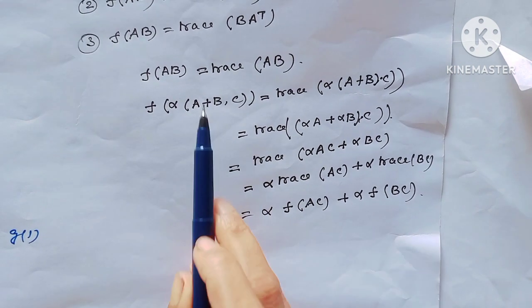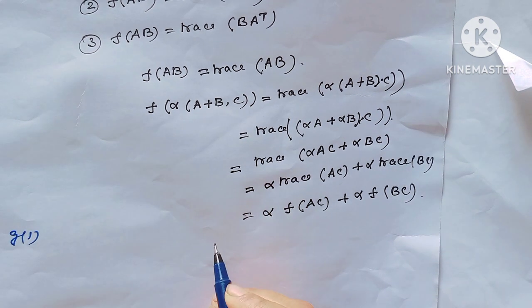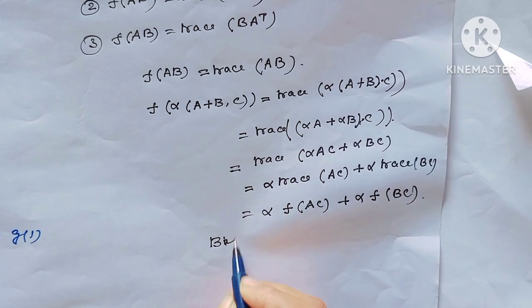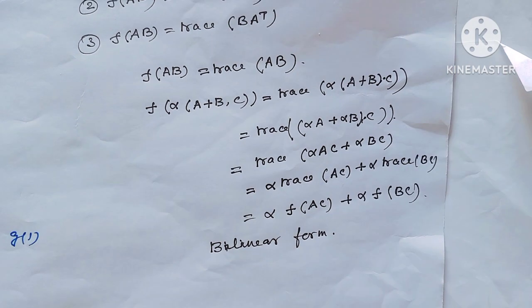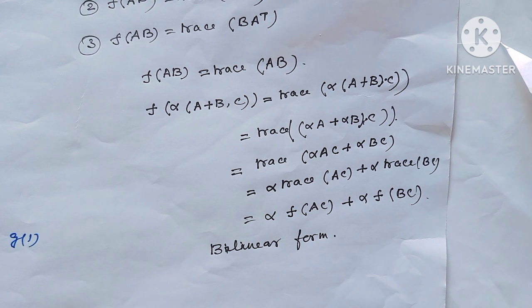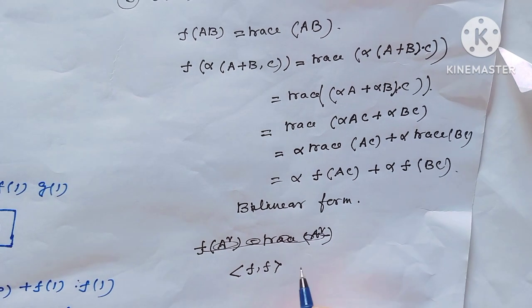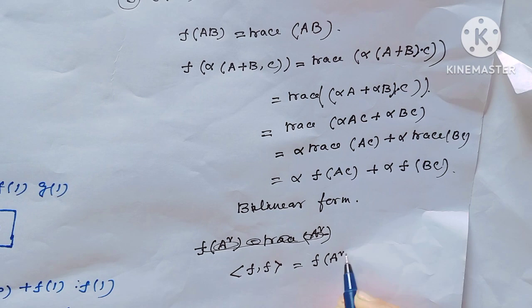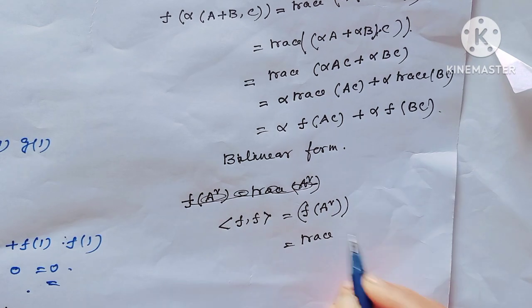That means f of (A, B) equals trace of AB is a bilinear form. But this is not an inner product. Why not an inner product? I have told you many times, to define an inner product, check the positive definiteness. For this, inner product of f with itself would be f of (A, A), and f of (A, A) is actually the trace of A square.